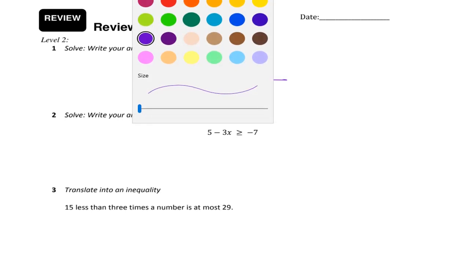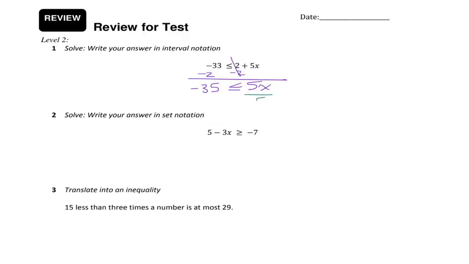Change colors here. Going to get rid of that 5. My final answer is going to be this, but I don't really like how it looks that way. I like to rewrite, so I'm going to pancake flip everything over. Notice my symbol will also flip, but it will still point to the negative 7. So it's pointing to the negative 7 here, it's pointing to the negative 7 here. So here's my answer, but this is not interval notation. Remember, this is set notation.